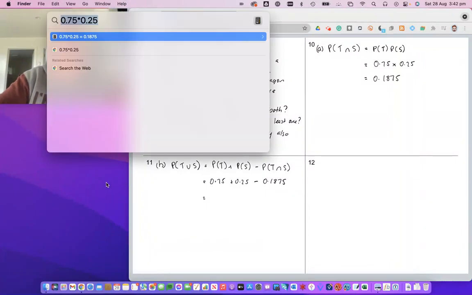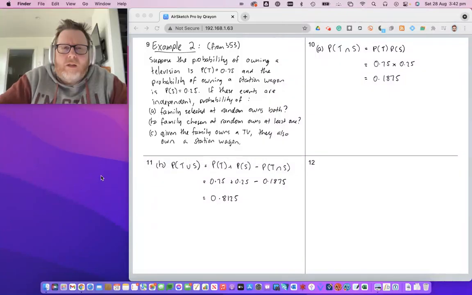Okay, get my calculator out again. So I've got 0.75 plus 0.25 minus 0.75 times 0.25, and I get 0.8125. I couldn't have worked that bit out in my head, but I reckon I could have worked out 0.75 plus 0.25. So 0.8125 is the probability.